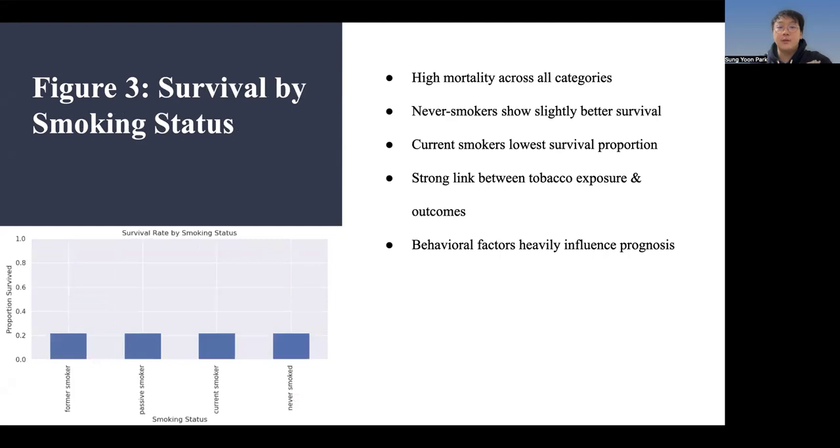Figure 3 is one of the most important visualizations in this project. Across all smoking categories, mortality is high, which is expected with lung cancer. However, survival is slightly higher among individuals who never smoked or were passive smokers. Former smokers and especially current smokers show worse outcomes. This pattern reflects the biological damage caused by chronic tobacco exposure, such as reduced lung capacity and weakened treatment responses. Even passive smokers perform slightly better, which highlights the direct impact of smoking behavior on survival.